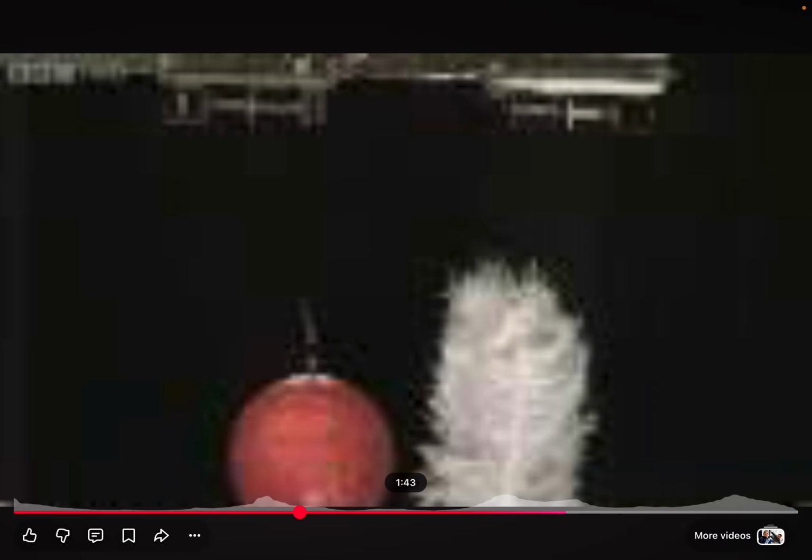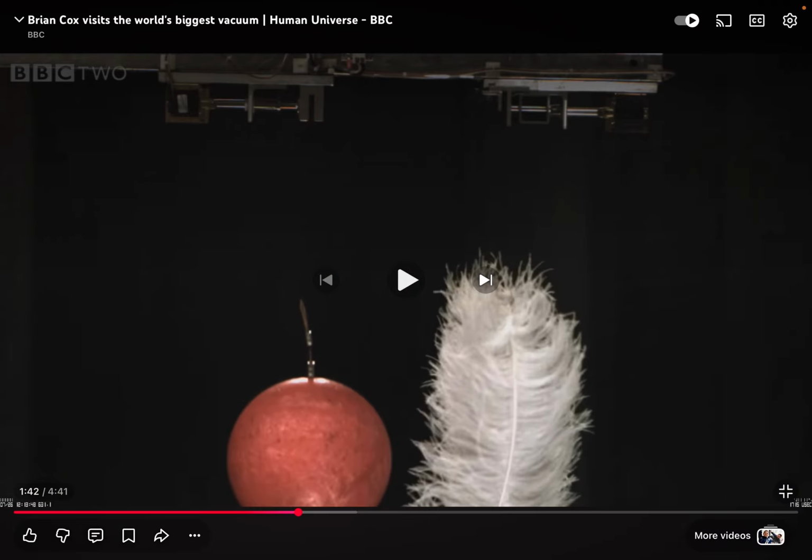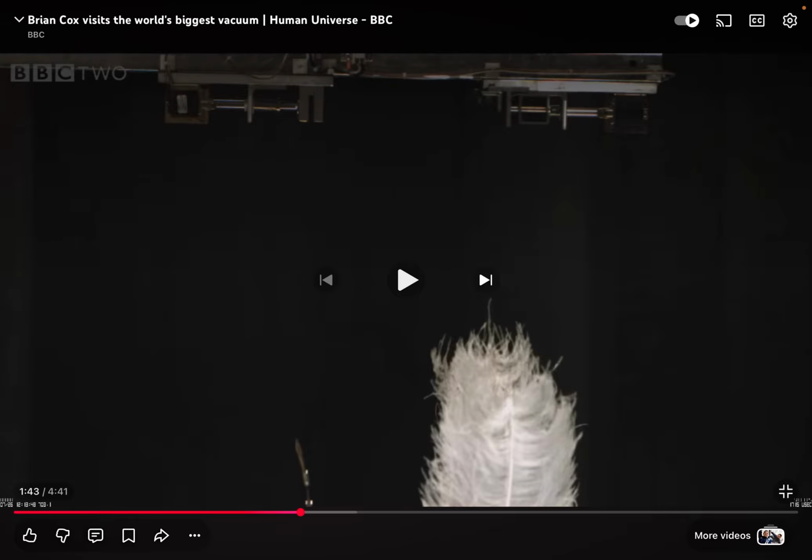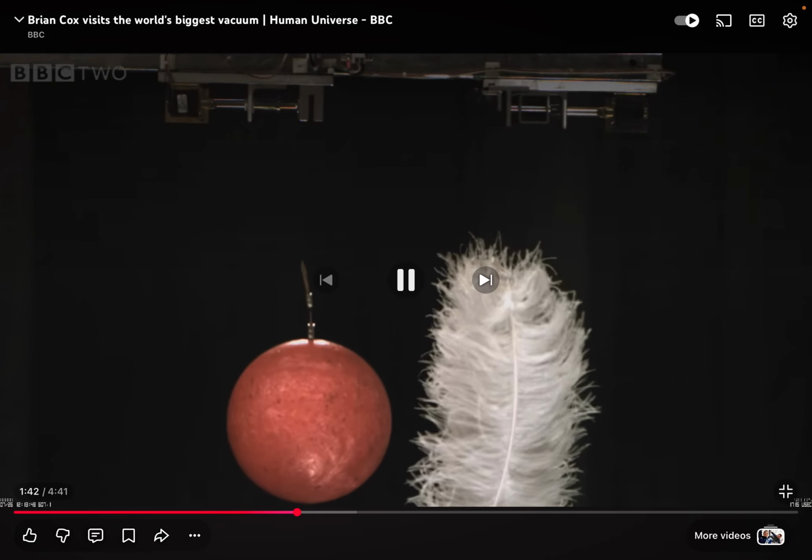In the real world, however, which is not a vacuum, the feather is slowed down by air resistance. And so at some point it reaches a terminal velocity and stops accelerating. The bowling ball, however, also runs into air resistance. It also has air resistance.